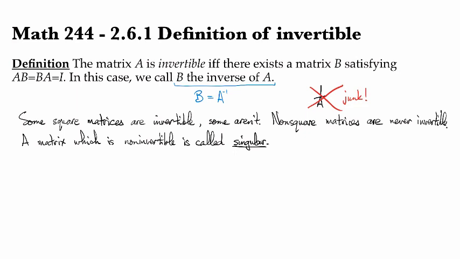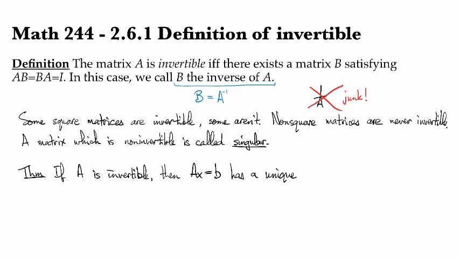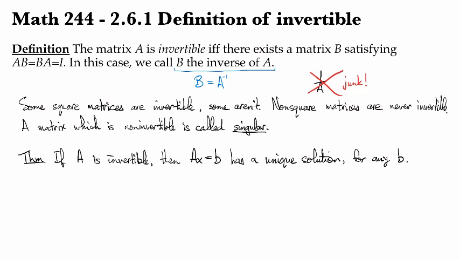Okay. And so we have a theorem about invertible matrices, and that is that if A is invertible, then the system AX equals B has a unique solution for any column vector B. And so when I say for any, I'm assuming that the dimensions are the right size so that things are defined, but anything else goes. So the proof for this is real easy.